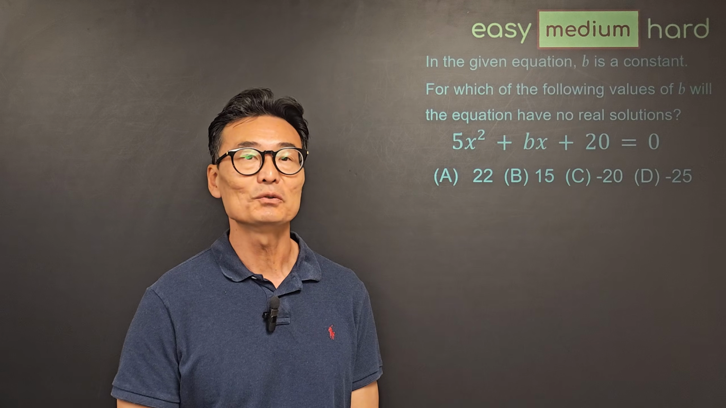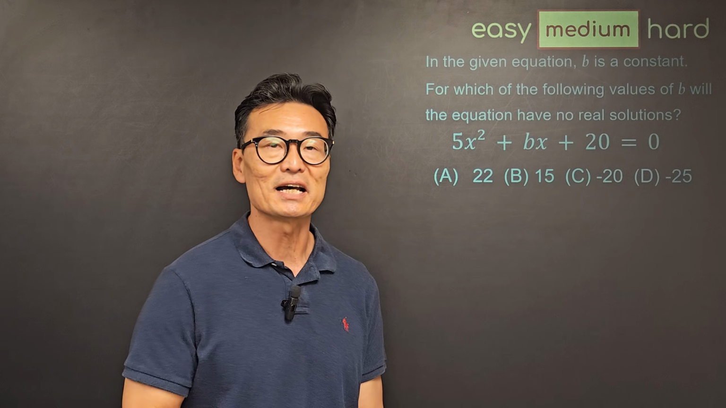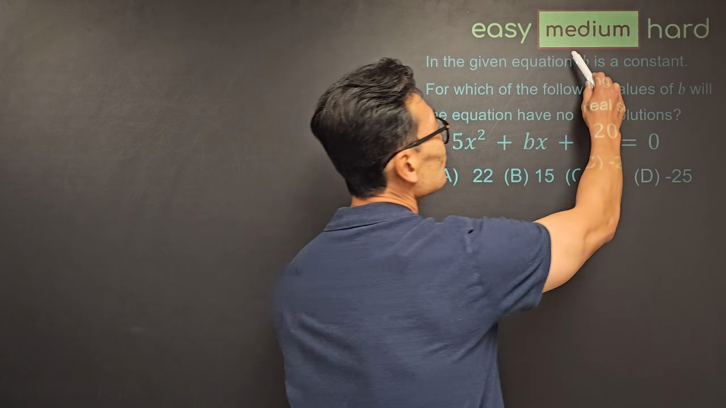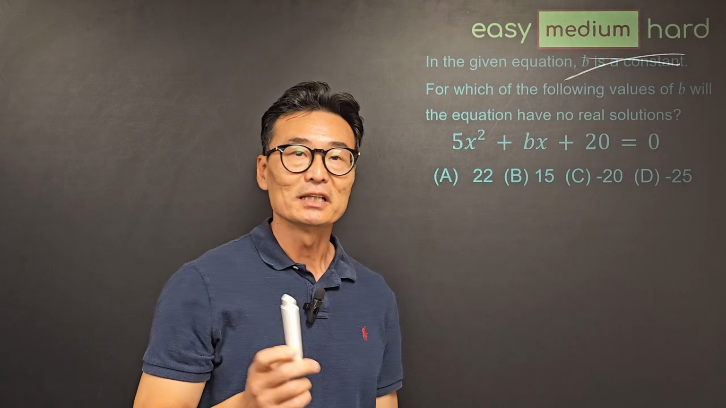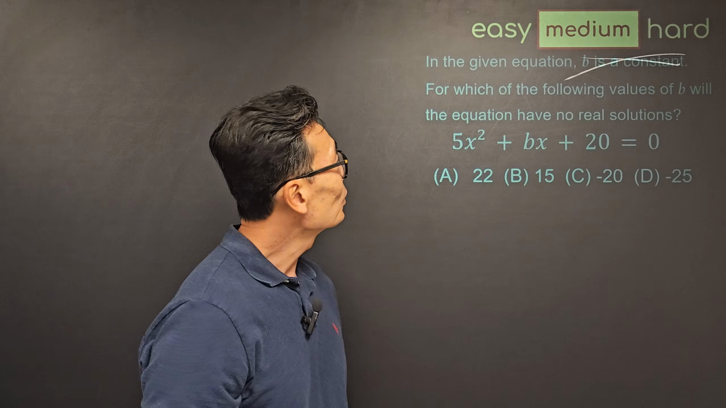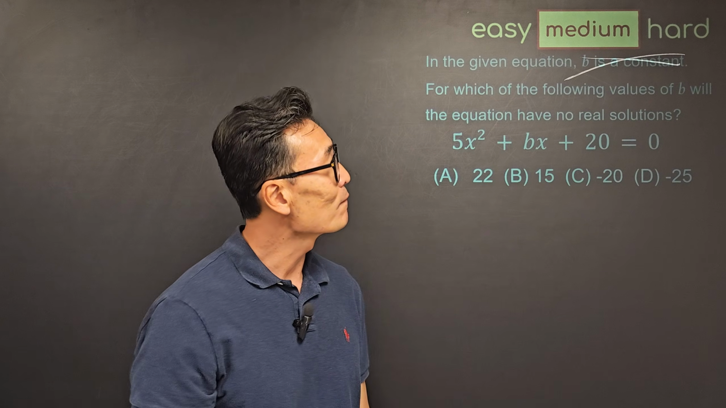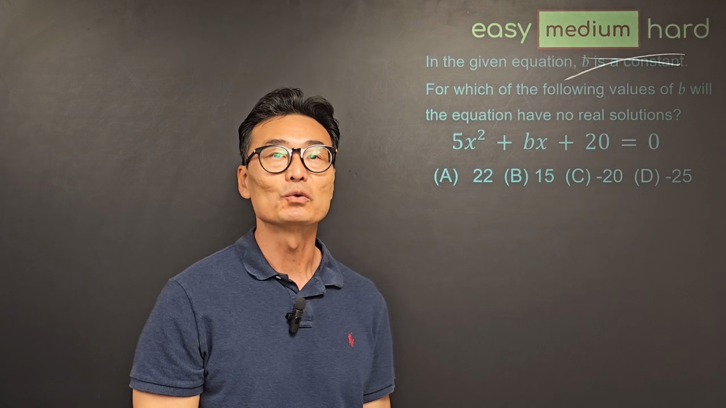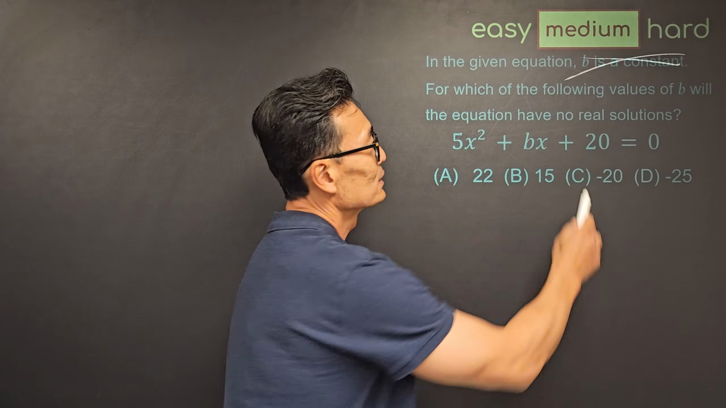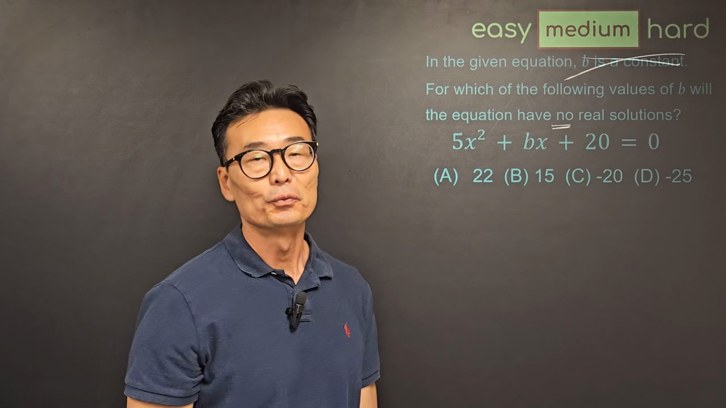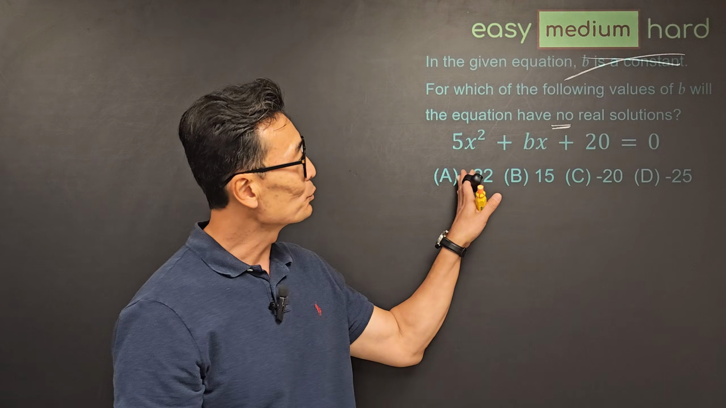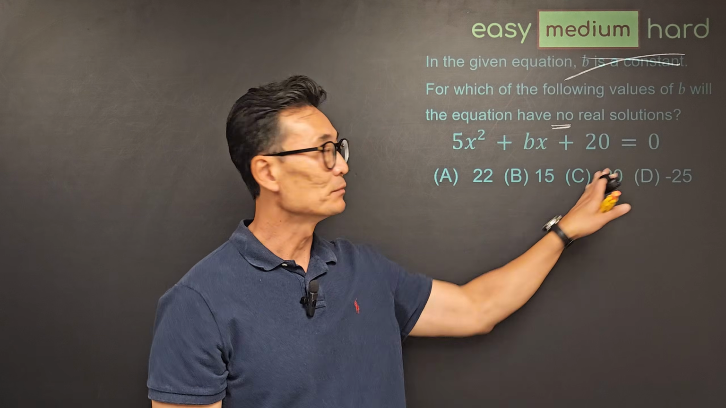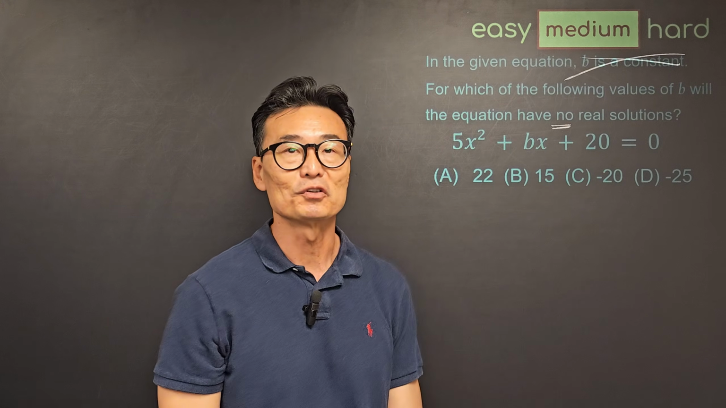On the SAT, if the question mentions that something is a constant, you could pretty much ignore that. And then the question goes on to say, for which of the following values of b will the equation have no, that's the key, no real solutions? Notice that we have a quadratic equation and the answer choices.